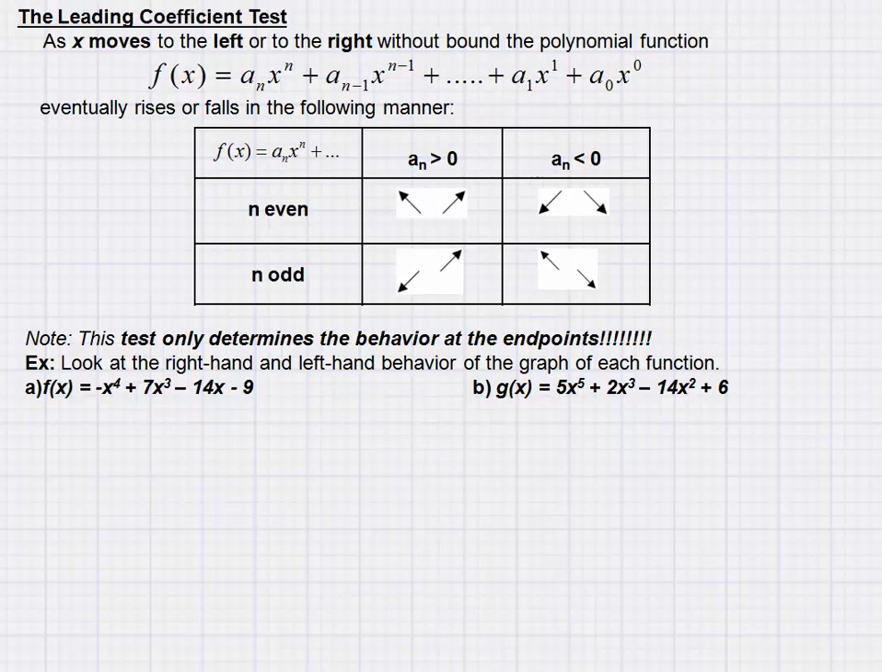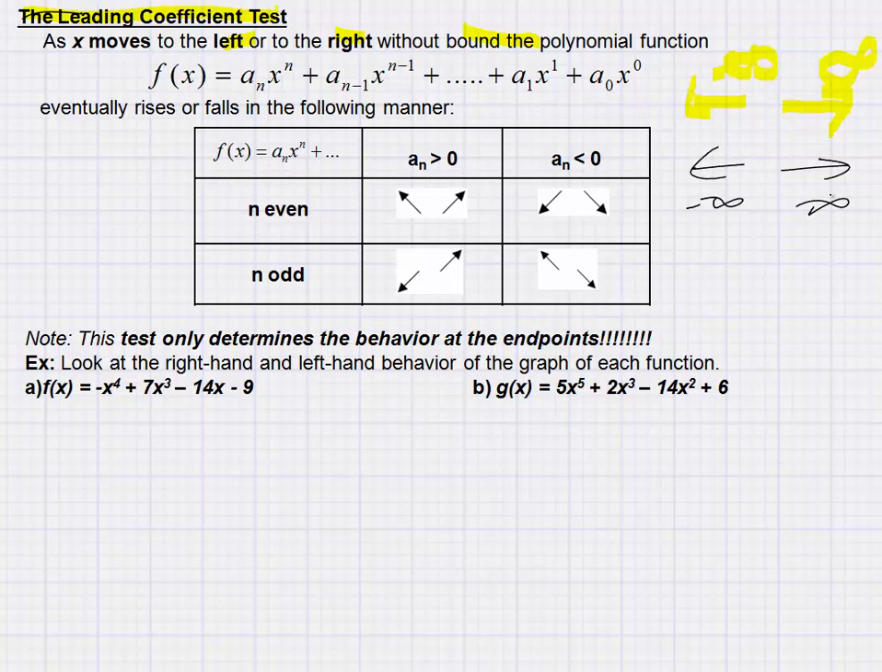Finding the zeros is one component of graphing a polynomial function, but another major component of graphing a polynomial function is the concept of the leading coefficient test. Now the leading coefficient test has to do with the ends of the graph. What happens at the far left-hand and far right-hand endpoint of the graph. Now, as x moves to the left and to the right without bound, meaning all the way from negative infinity on this end and positive infinity on the other end, okay? That's the ends of the graph. As x moves to the ends of the graph, okay?